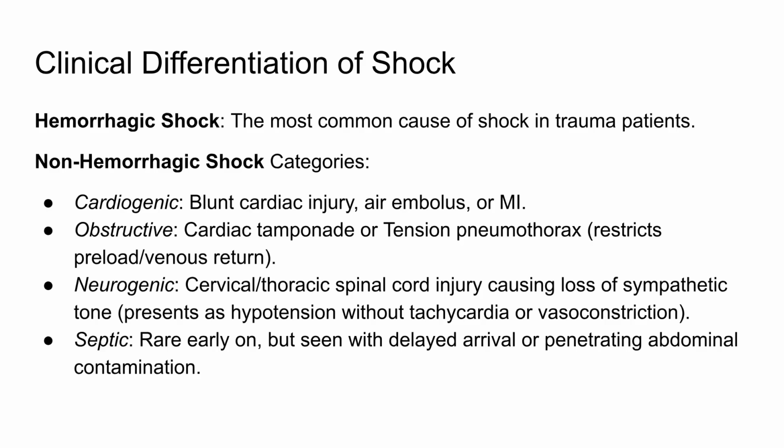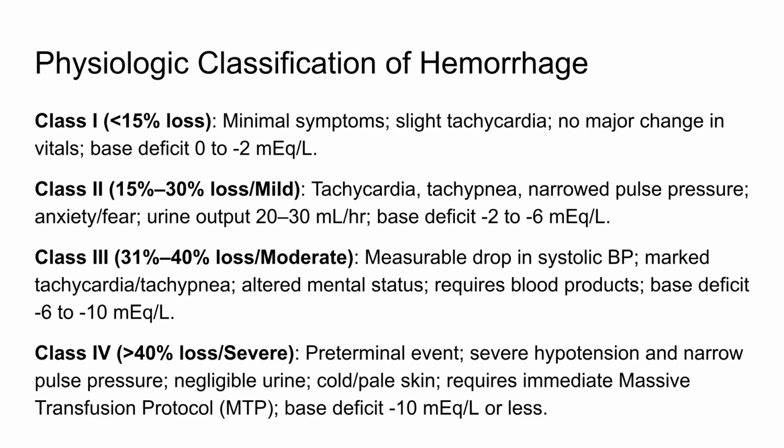Hemorrhagic shock is the most common cause of shock in trauma. Other categories include cardiogenic, obstructive, neurogenic, and septic shock, each with distinct underlying mechanisms ranging from blunt cardiac injury to loss of sympathetic tone. Hemorrhage is classified into 4 classes based on the percentage of blood volume lost, ranging from Class 1, which is less than 15%, to Class 4, which exceeds 40% and constitutes a severe pre-terminal event.